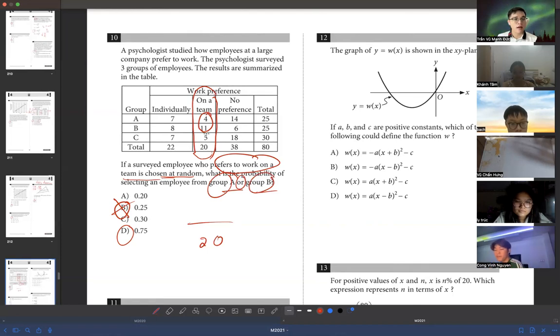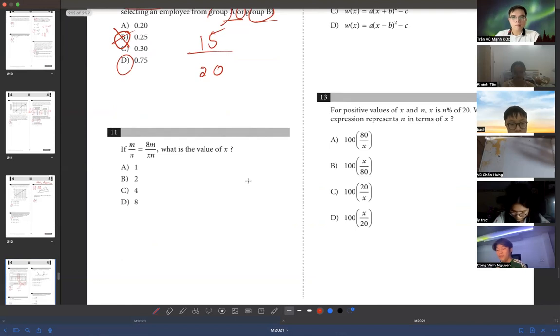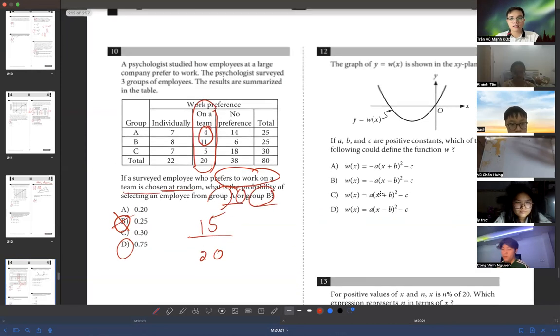If this is group A and group B, it will be 11 minus 4. Okay. But on the SAT, I don't think it will be that difficult. So it's 15. 15 over 20. So it's D. Okay, cool. 11D. Yes. Next up, 12.